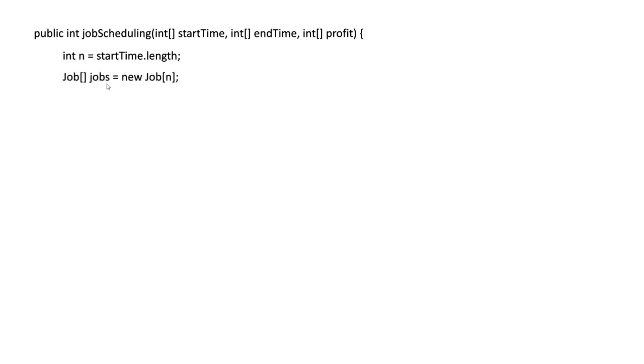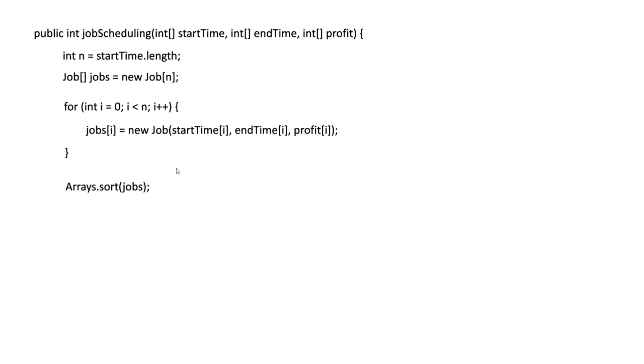We'll create an array of jobs, and then we're going to loop through the array and assign the start times, end times, and profits. And after we do that, then we need to sort them. So we'll pass in jobs array, and it will come back sorted. And that is it for getting the jobs in order. So now the meat of the code is here.